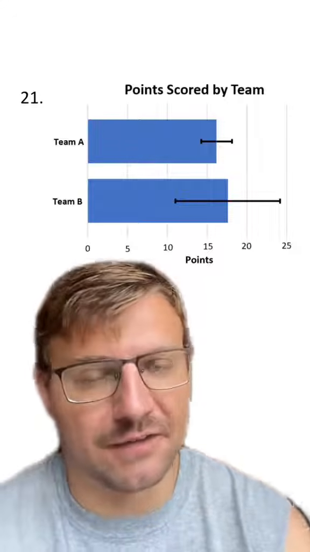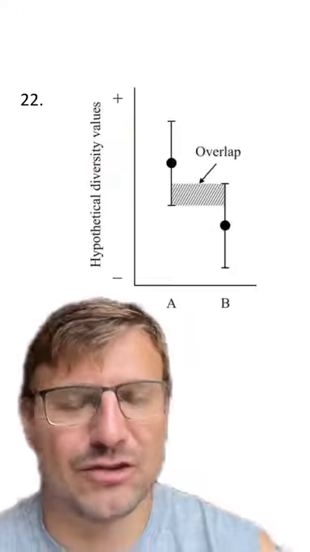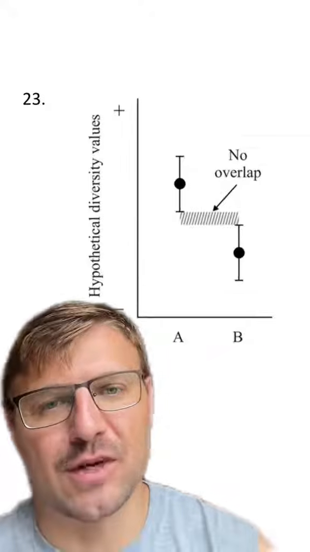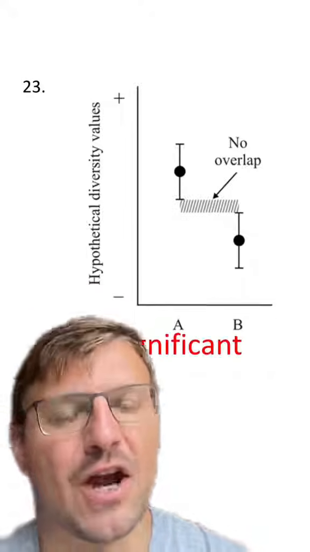Significant or not significant? Nope, there's overlap. 22 is easy. There's overlap, which means it's not significant. And 23 last, there's no overlap, which means they are significant from each other.